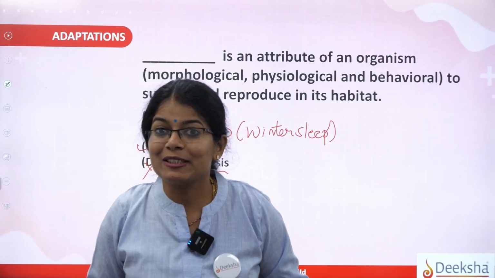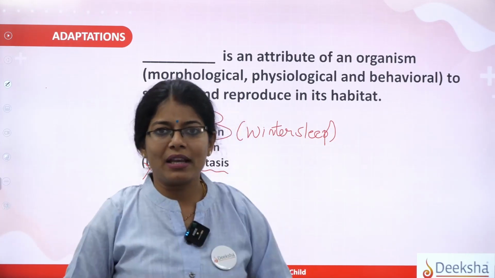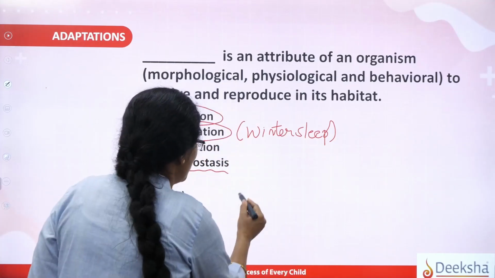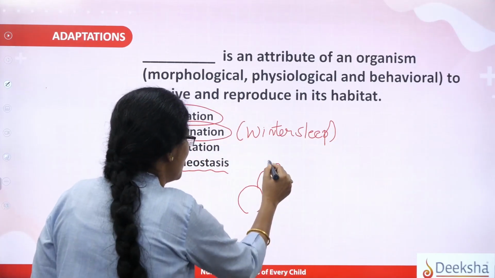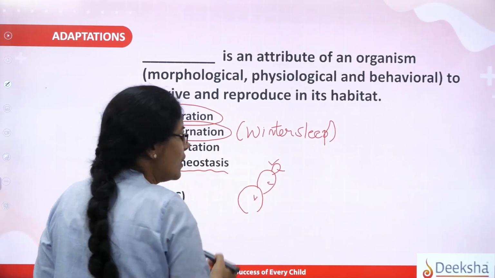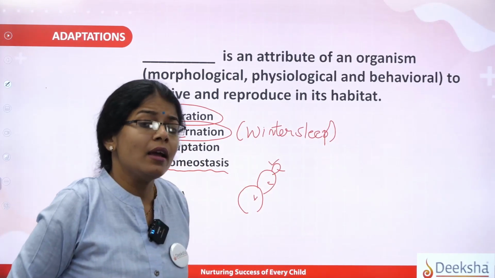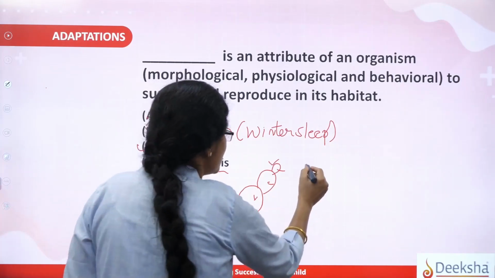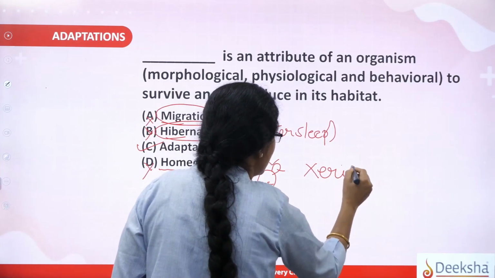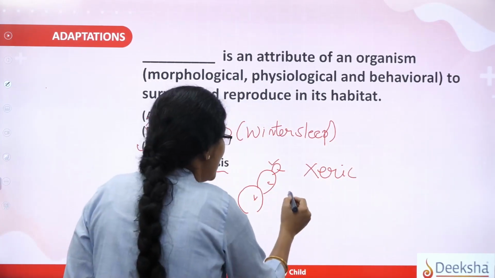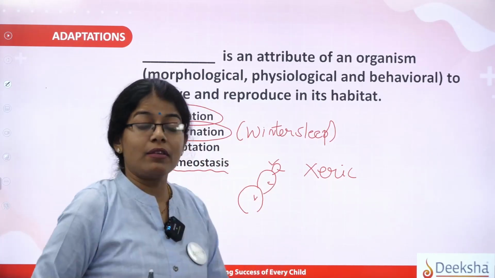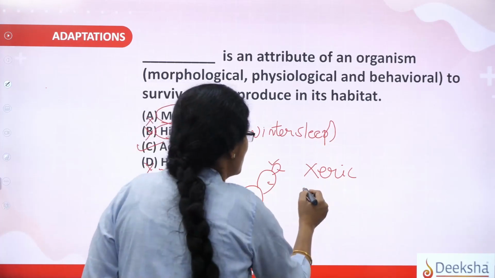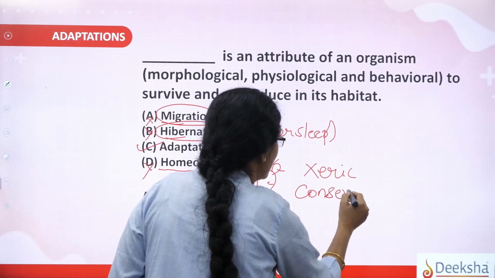Aloe vera, cactus plant, you know, right? Tell me quickly the adaptation of the cactus plant. If you look at the cactus plant, does it have a leaf? Correct? Leaves are absent. Why? Because the plant is living in a desert region. Since it is in a desert, it is a xeric condition. The plant cannot afford to lose water, so it will try to conserve water.